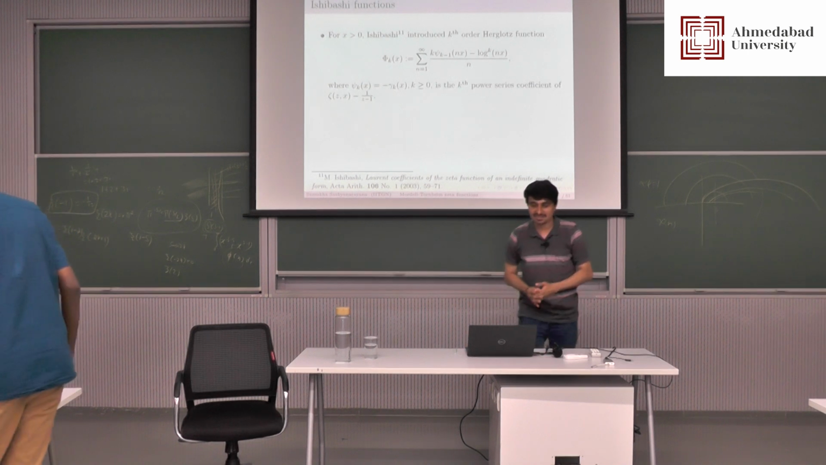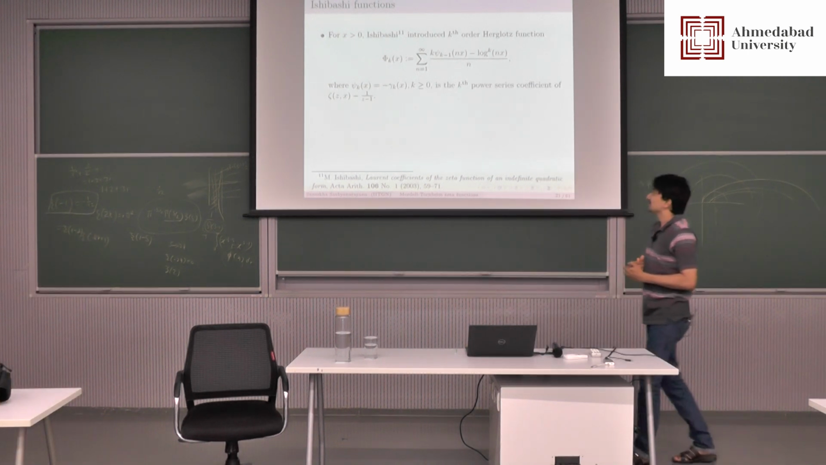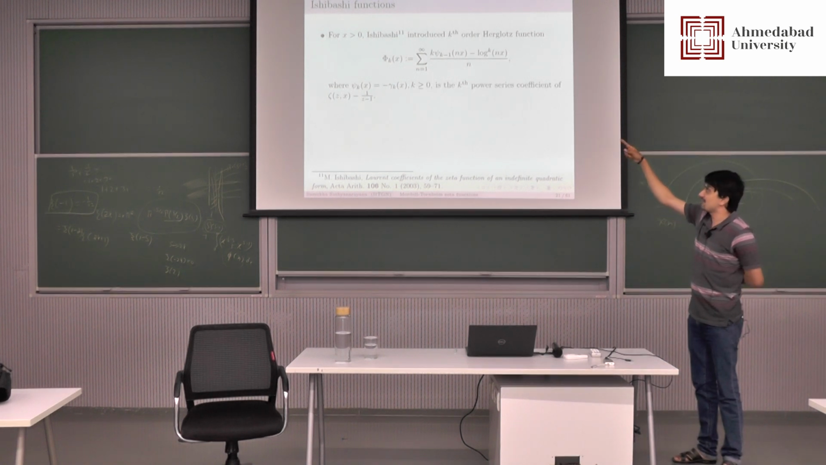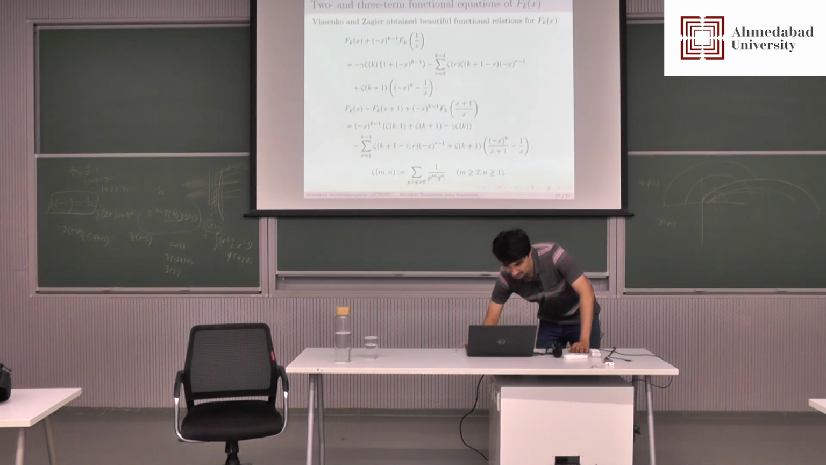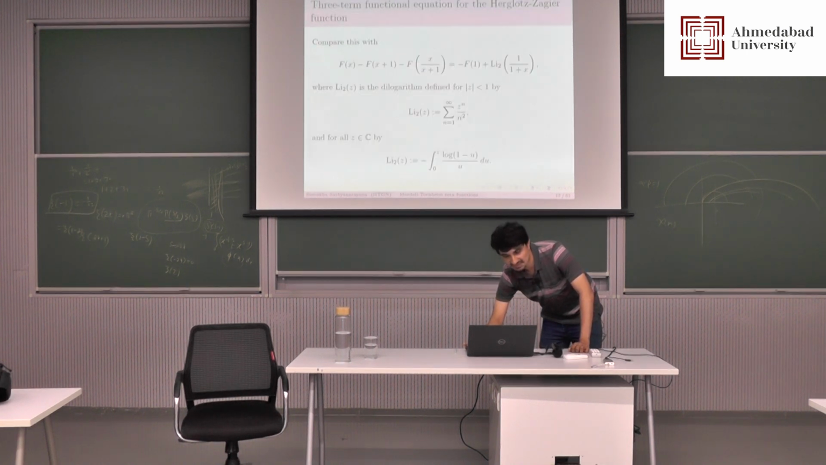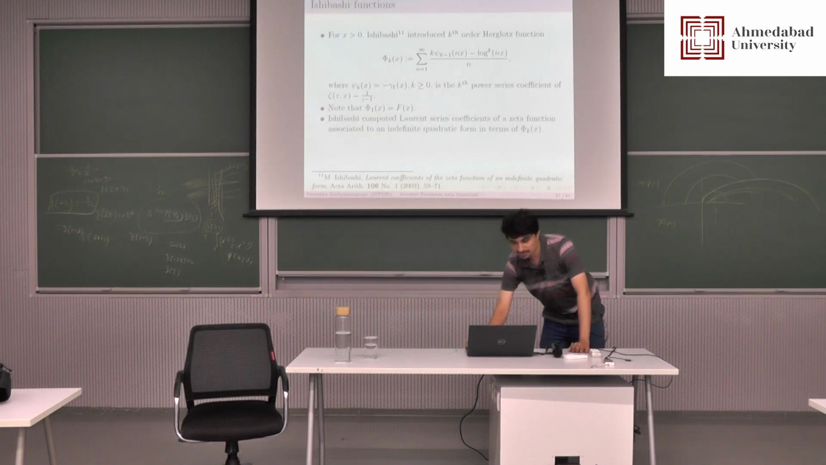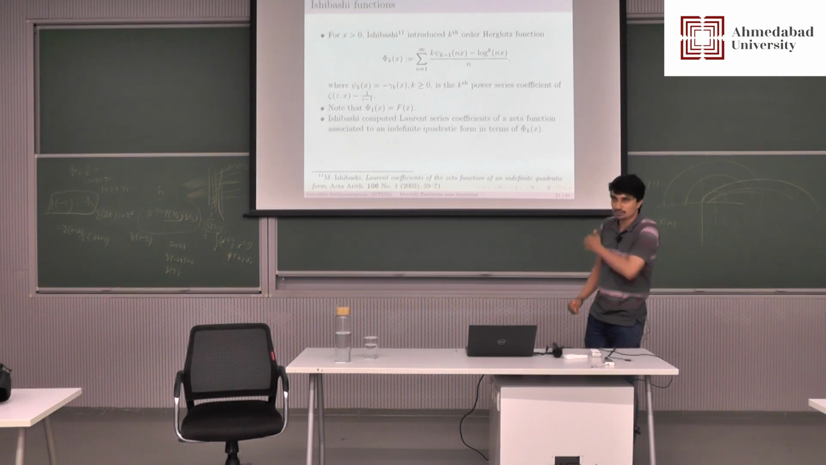Why are we interested? There is a function psi k considered by Ishibashi. This is something similar to the Herglotz function. Only thing is that the k parameter is extra. If k is 0, it is exactly this function, I mean case 1. But Ishibashi didn't give any 2-term or 3-term functional equation for that, and it was open for like 20 years to get a functional equation for this.